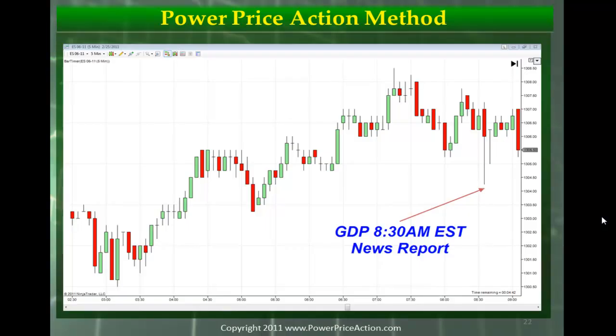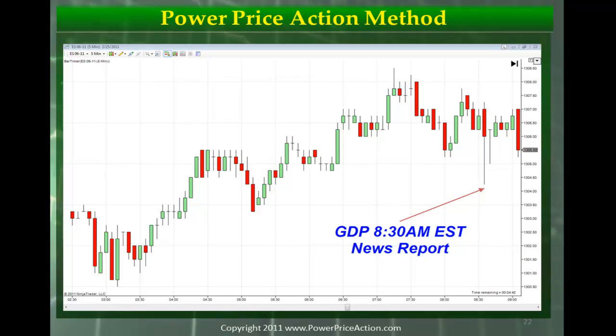Here we have a GDP that came out, I think this was February 25th, 2011. Can anybody tell me the color of that bar that created that news event? What color is that, guys? Color of that bar. Joe? Vladimir? Steve? Piper? What, green? It's red, guys. It's red.